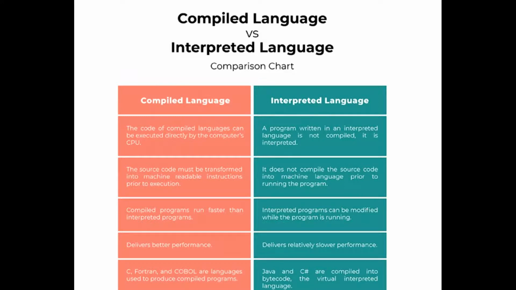The interpreter language is memory efficient because there is no intermediate object code. On the other hand, the compiler language is not memory efficient because it generates the intermediate object code, which further requires linking. So that's why it's not memory efficient. The examples of compiler languages are C, C++, etc. And the examples of interpreter languages are Python, Java, Ruby, etc.